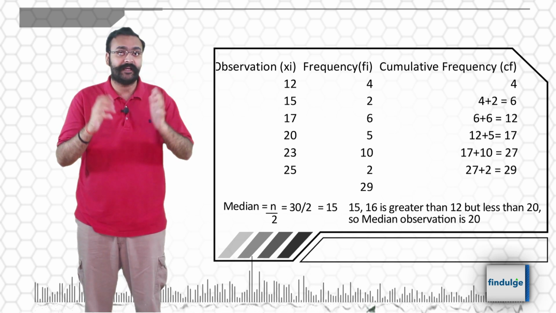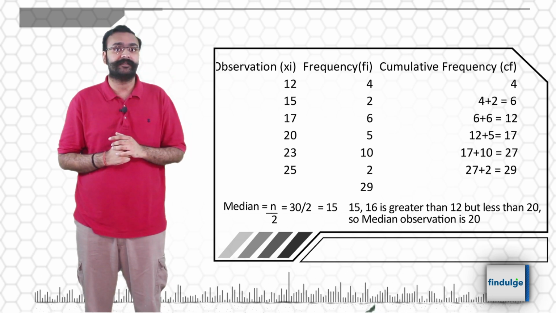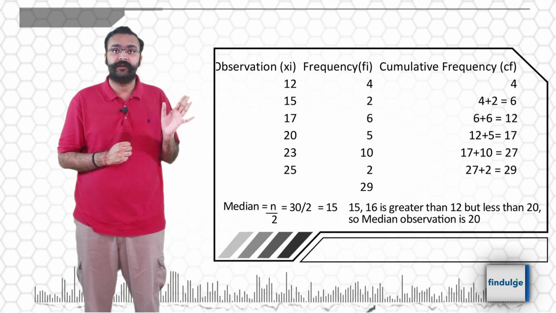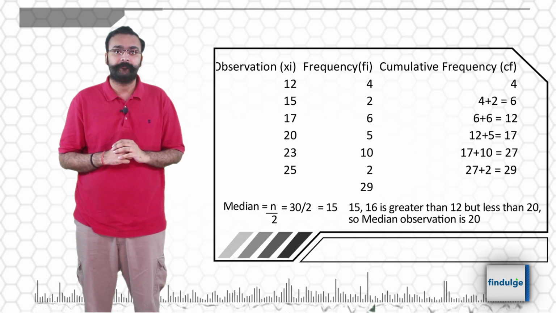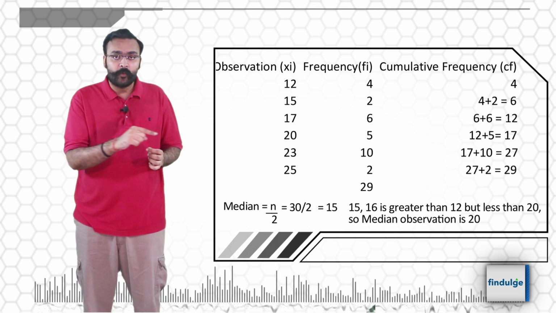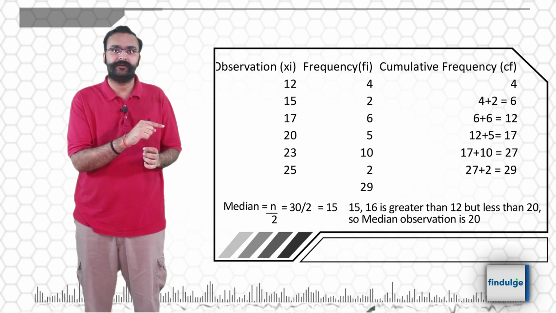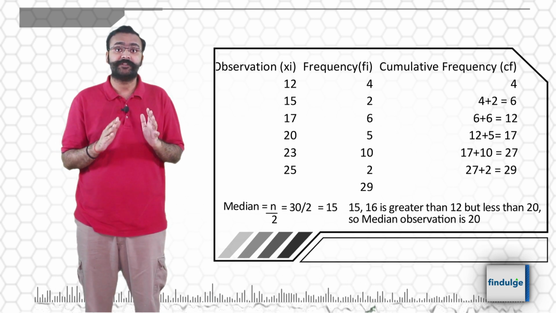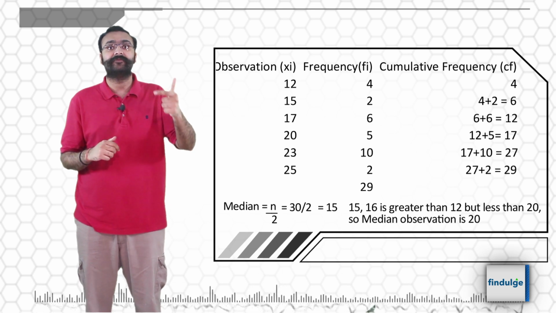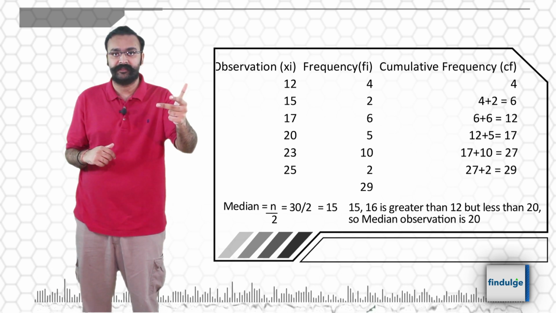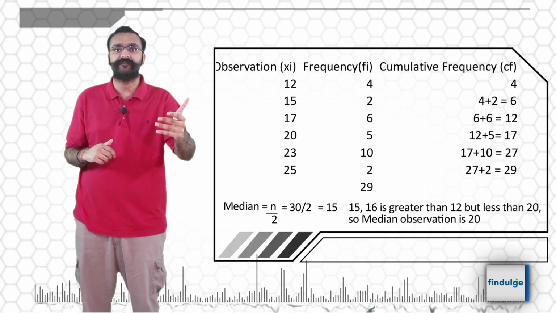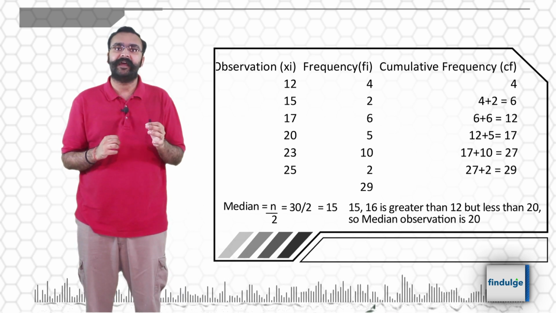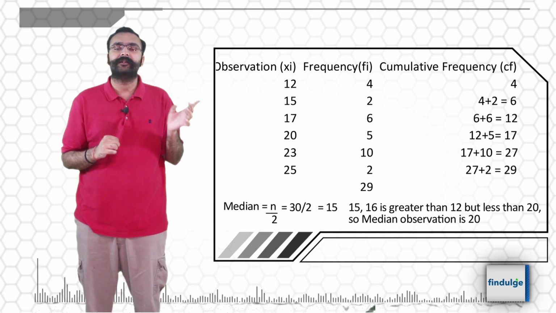Now logically, if you think about it, what this means is, up until the one that has a cumulative frequency of 12, 12 observations have come. With the next observation, a total of 17 observations have come, which means the 13th, 14th, 15th, 16th and 17th observations must have been that particular one. And therefore, that one is your median.